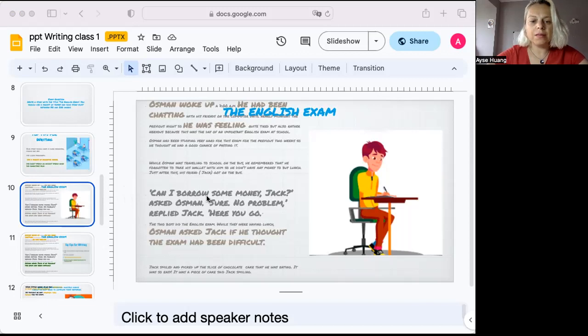You can see direct or indirect speech in the story. The two boys did the exam. While they were having lunch, Osman asked Jack if he thought the exam had been difficult. Jack smiled and picked up a slice of chocolate cake that he was eating. "It was so easy. It was a piece of cake," said Jack, smiling.